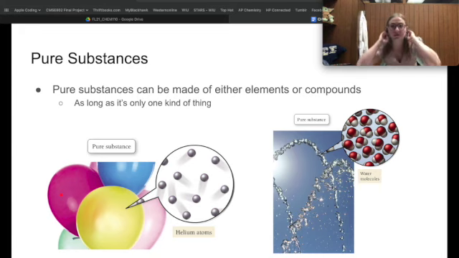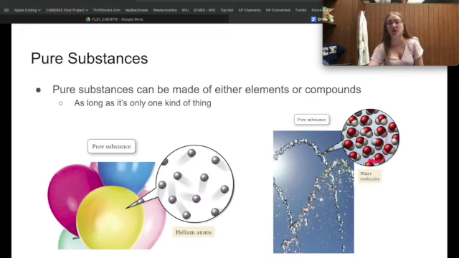So this is kind of a visual example of a pure substance. So again, they can be made of elements or compounds as long as it's only one type of thing. So here you can see we have some helium balloons. So these are helium atoms represented as a gas bouncing around, but because they're all the same color, they are considered to be the same atom in our picture here, so we can see that we only have one type of atom represented.